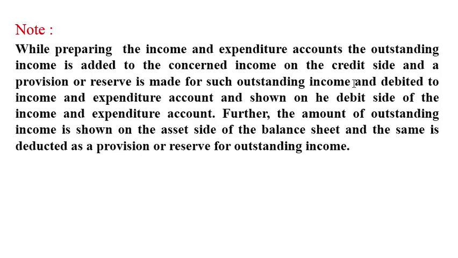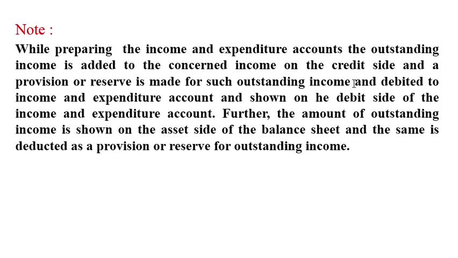Whenever in professional accounting, only the cash basis is recorded. So if there is any outstanding income, you know what is outstanding income? Outstanding means you have not received but you will receive in the future. Now when it is outstanding income, we write in the income side of the income and expenditure account, whatever the income, add outstanding income, and the total amount we write in the outer column.